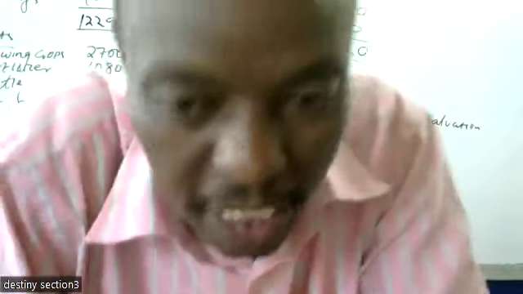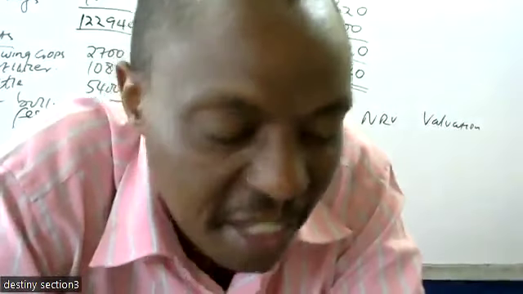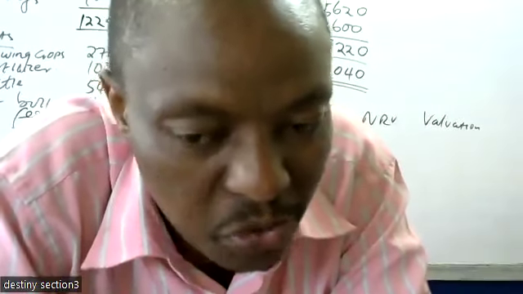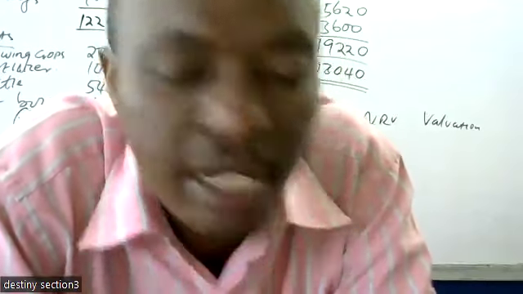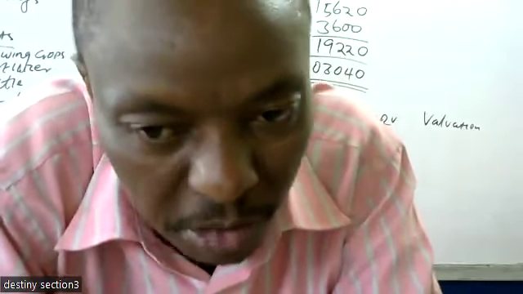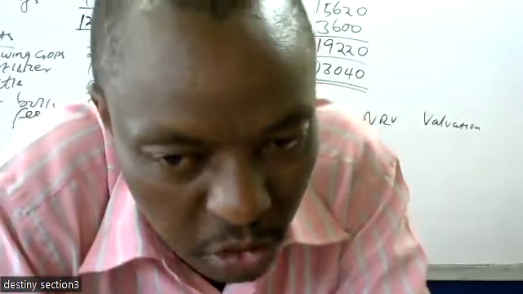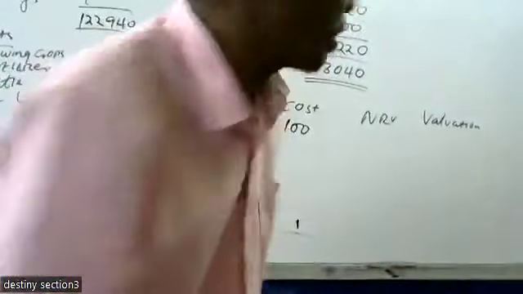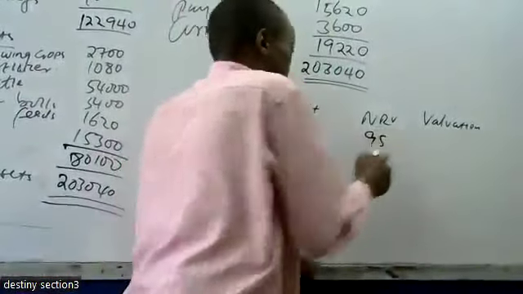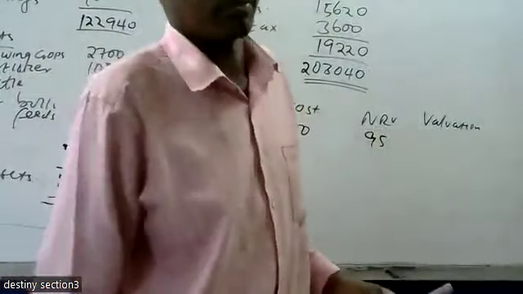Realizable value minus any cost incurred to sell. Okay, when you subtract from the realizable value, you get the net realizable value in the next column. What do you get? 95. So how should be the valuation?